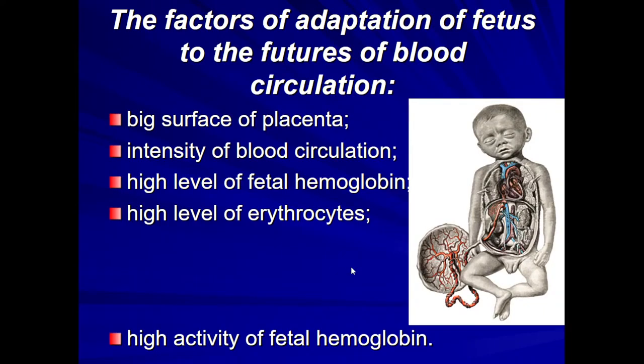The factors of adaptation of the fetus to the features of blood circulation: big surface of the placenta, intensity of blood circulation, high level of fetal hemoglobin, high level of erythrocytes, and high activity of fetal hemoglobin. These are the main factors of adaptation of the fetus in uterine life.